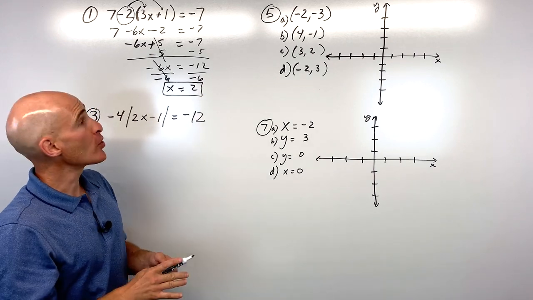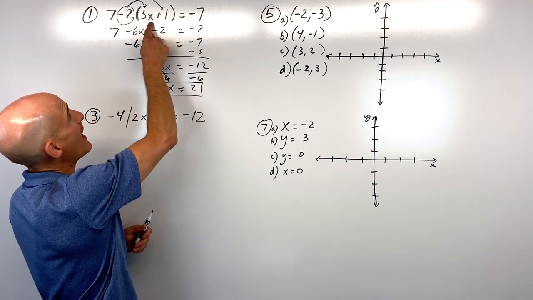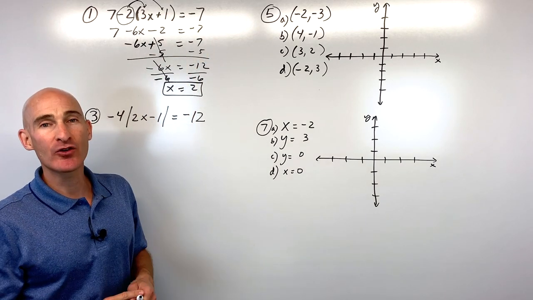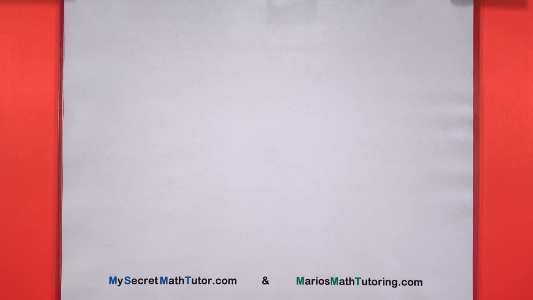Now, if you want to check your work and you have time, go ahead and put that 2 back in for x and simplify, and make sure you get negative 7. Then you know you've got it correct. Let's go ahead and look at a problem.